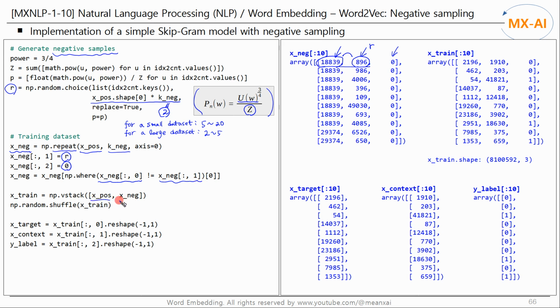Merge the positive and negative samples into one array, and shuffle the pairs. This is the array xtrain, which looks like this. This array contains about 8 million pairs. The first column contains the target words. The second column contains the context words. And the third column contains the labels.